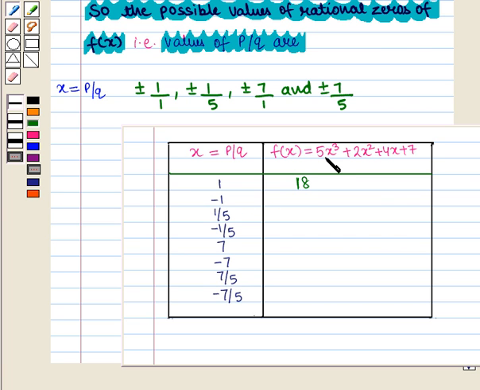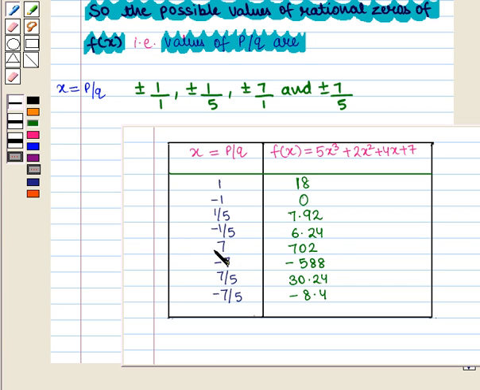Similarly, when we put the value of x as -1 in this function, we get the value of f(x) as 0. Similarly, we find all the values of f(x) for the corresponding values of x. We get for x = 1/5, f(x) = 7.92. For x = -1/5, f(x) = 6.24.